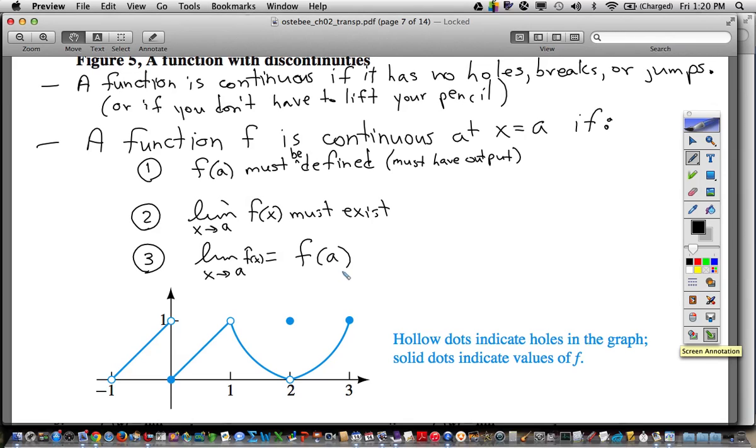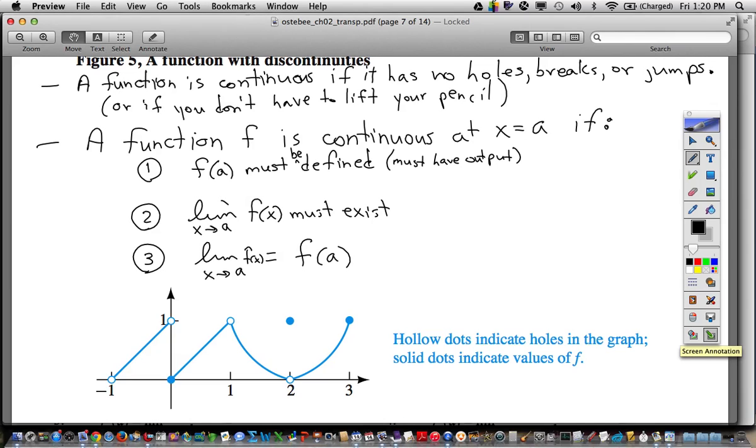I want you to say at -1, it's because the function's not defined. At 0, it's because the limit doesn't exist. At 1, it's because the function's not defined. At 2, it's because of the last one, the limit doesn't equal the output. Okay? So you need to know those 3. I'm not going to make you recite them, but you're going to have to maybe give those as reasons in a problem.